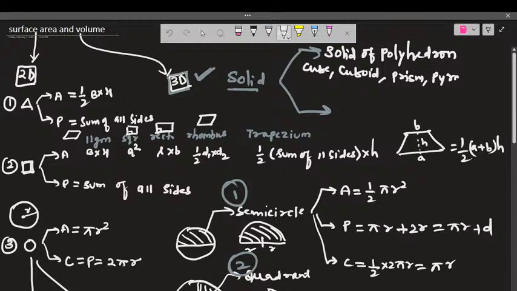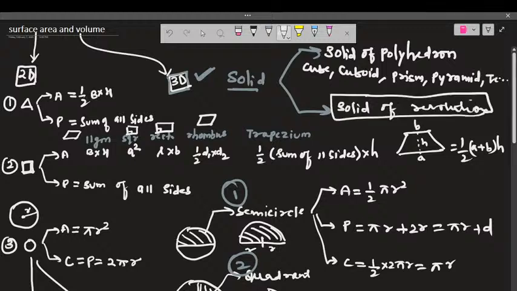Other than solid of polyhedron, we can have solid of revolution in our 3D figures. What are different solid of revolution? We can have sphere, we can have hemisphere, we can have cone, we can have cylinder. All these are solid of revolution. Now we will discuss them all in much detail with all their formulas. Okay? Quickly revise all these contents.